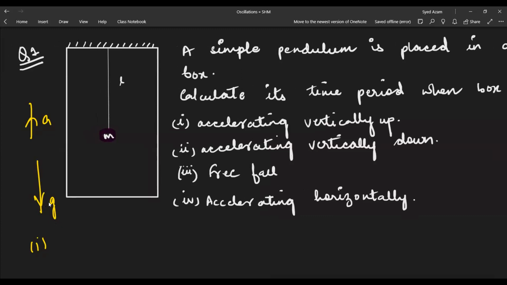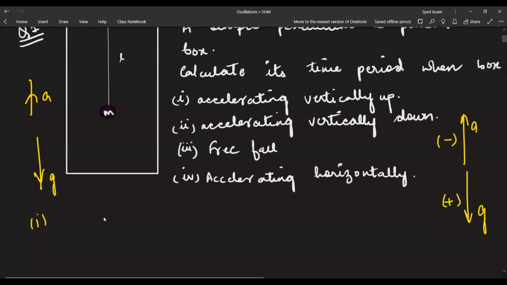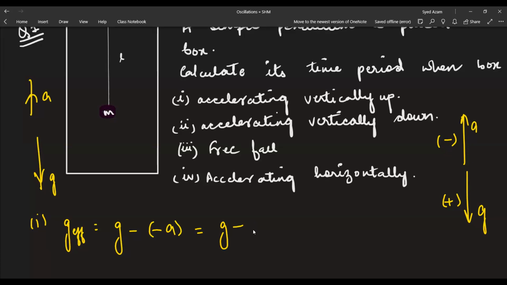So take a sign convention. In such cases, take one side as positive and the other as negative. Here, two things are occurring: acceleration is up, acceleration due to gravity is down. Let's take the up direction as negative and downwards as positive. So when we take the net resultant of the acceleration, the effective acceleration due to gravity will be g minus the other, because they are in opposite directions. The angle is 180 degrees, and both are vector quantities. What sign did we take for the acceleration? Negative. So g minus minus a, and minus minus becomes plus. So it is g plus a.